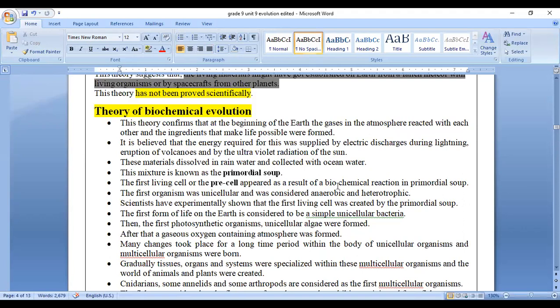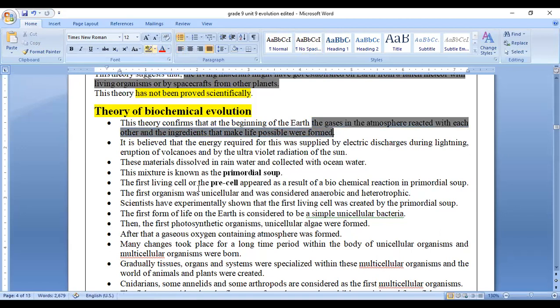This is a long story. That's why I ask you to read it, because if you read it, when I am again explaining, you will come up with certain ideas. The very first thing: this theory confirms that at the beginning of the earth, the gases in the atmosphere reacted with each other, and the ingredients that make life possible were formed. This is the first point.